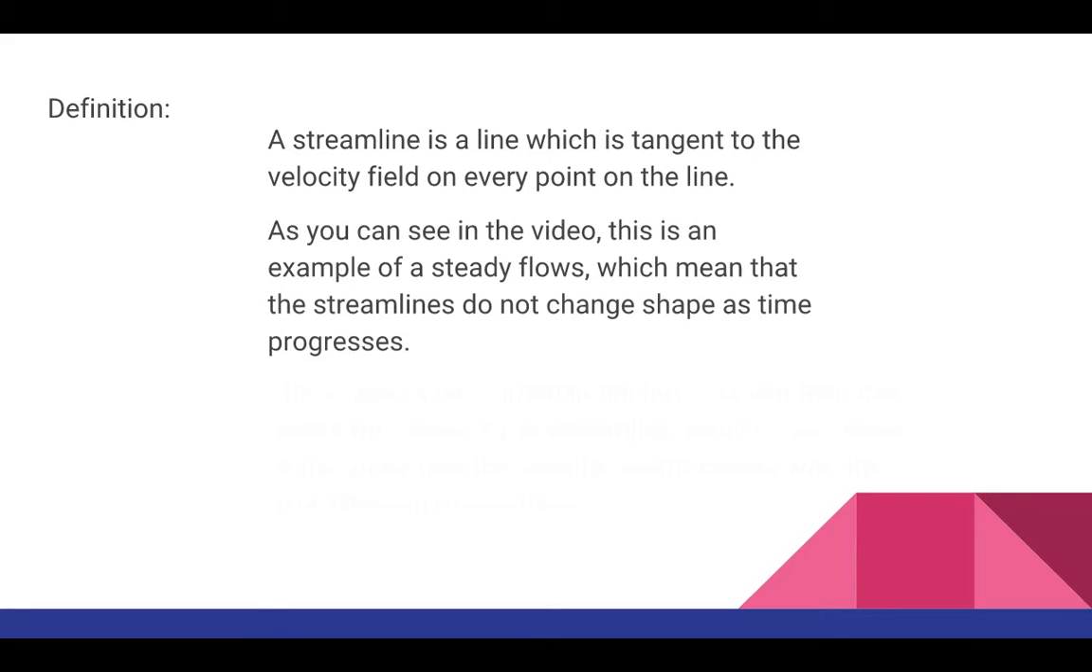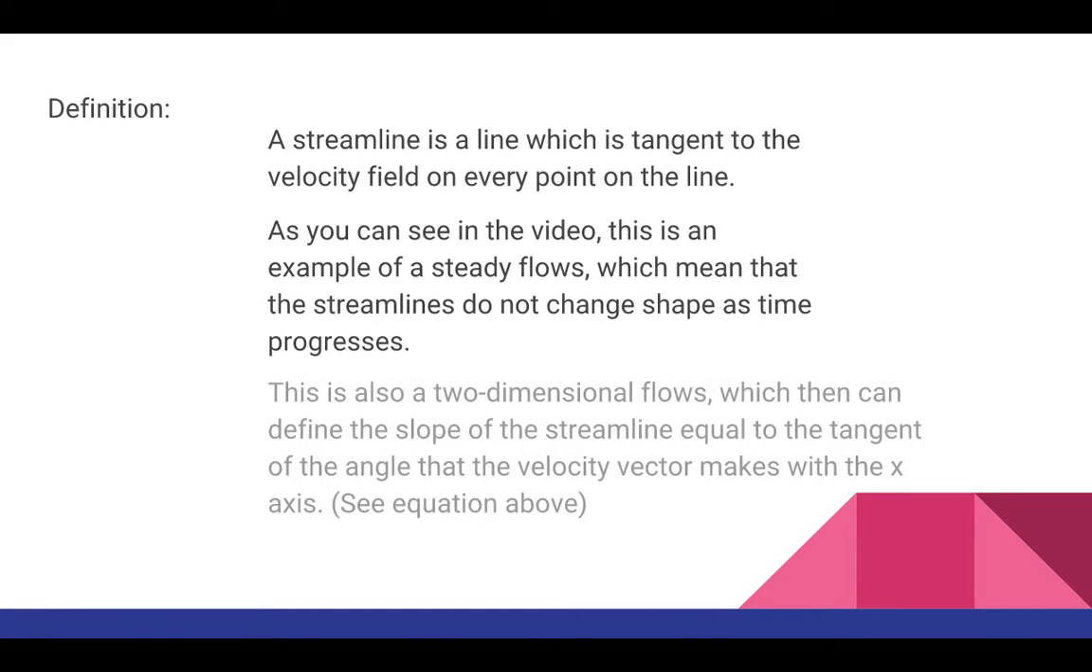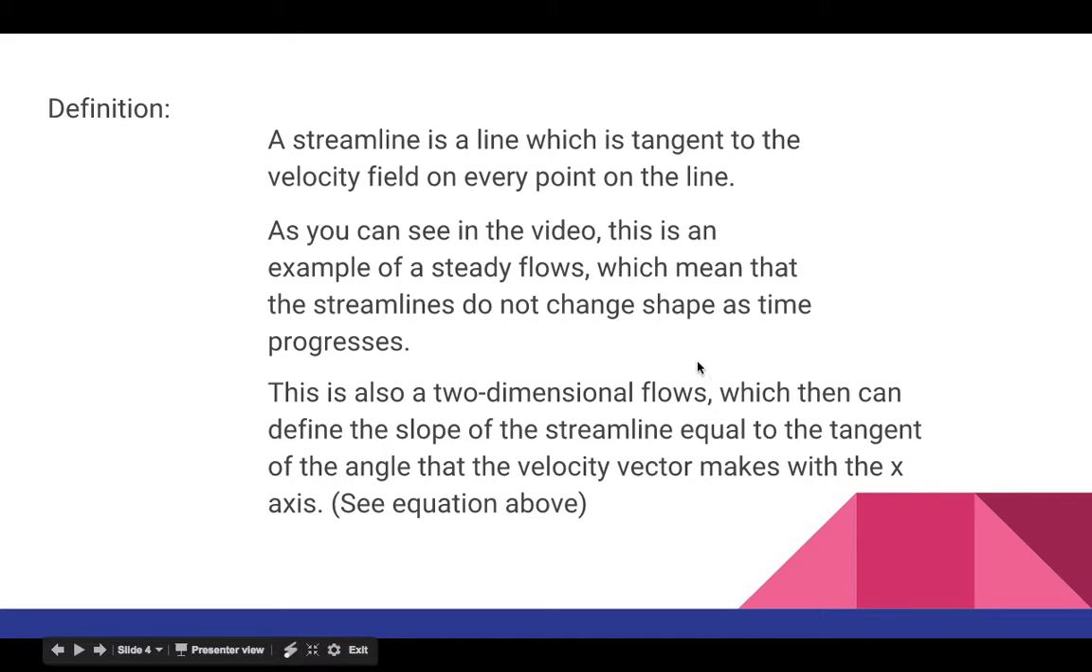Alright, so we have a definition of a streamline. A streamline is a line which is tangent to the velocity field on every point on the line. As you can see in the video earlier, this is an example of a steady flow, which means that the streamlines do not change shape as time progresses. This is also a two-dimensional flow, which then can define the slope of the streamline equal to the tangent of the angle that the velocity vector makes with the x-axis. And you can see the equation earlier.